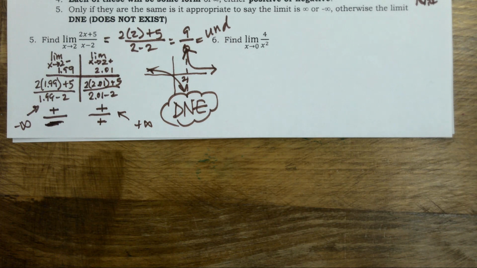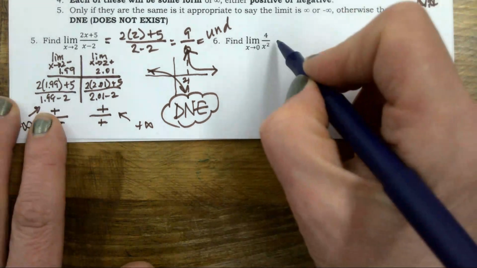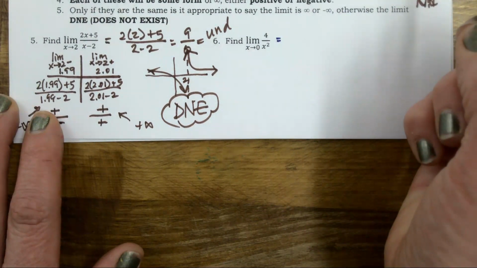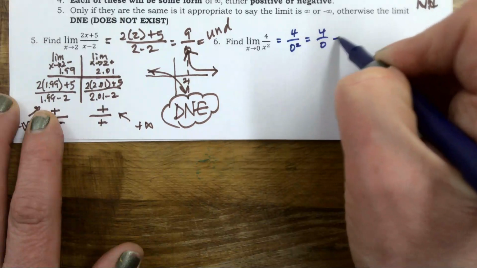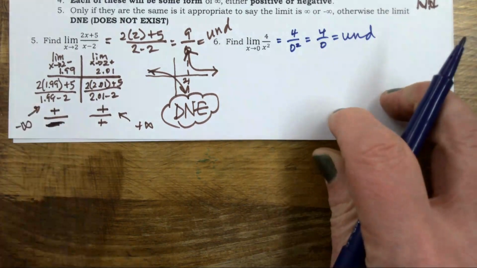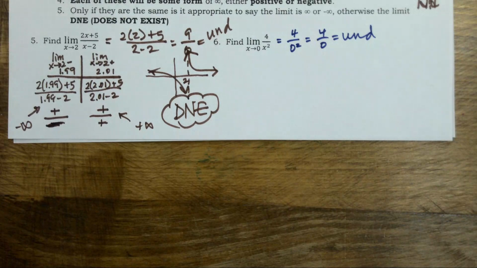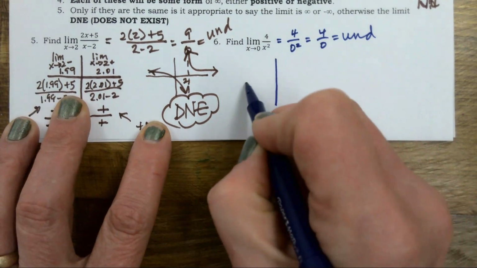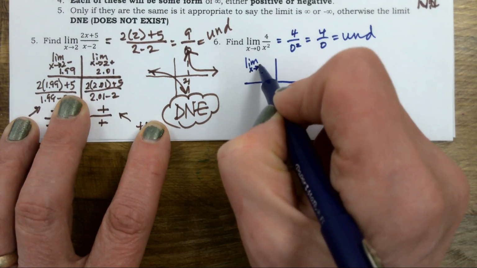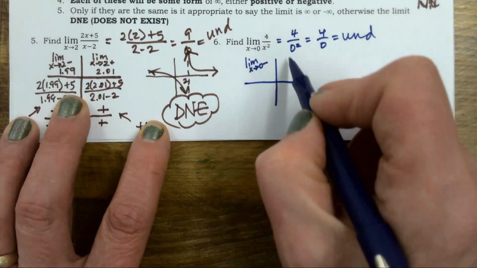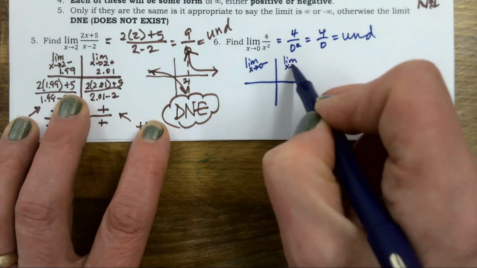So let's do another one. Easiest way to take a limit is how? Plug it in. I get 4 over 0, undefined, meaning there's an asymptote. So I have an asymptote on this graph. At 0, I need to see what's happening. So I am going to find the limit as x approaches 0 from the left, and I need to do the limit as x approaches 0 from the right.